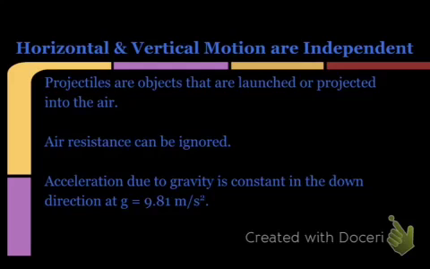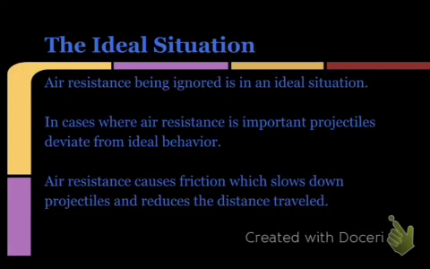We ignore air resistance in projectile motion because it's negligible and we want to assume an ideal situation. It's also important to note that acceleration due to gravity is going to be constant in that down direction at 9.81 meters per second squared. So that ideal situation is when air resistance is being ignored. In cases where air resistance is important, projectiles deviate from that ideal behavior. So in situations where we have a strong wind, or you have a parachute type device, or any time in which air becomes important, they're not going to follow that ideal situation.